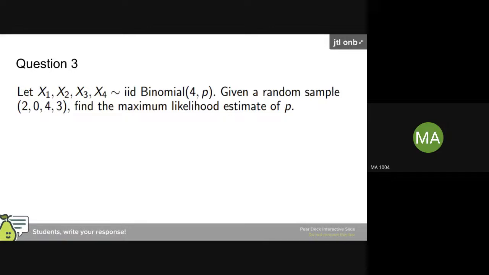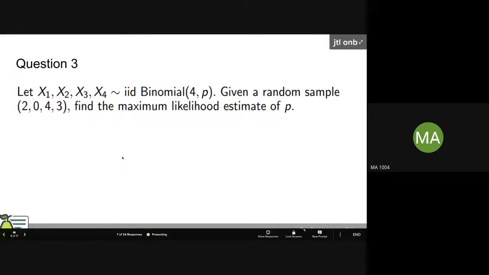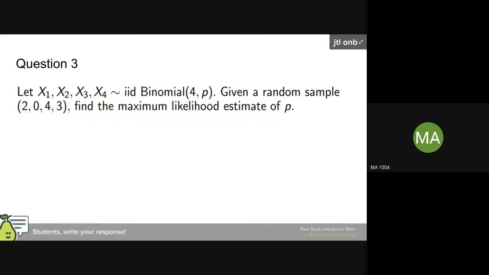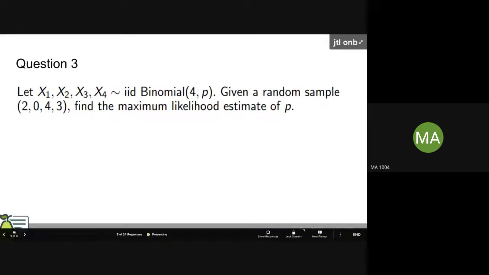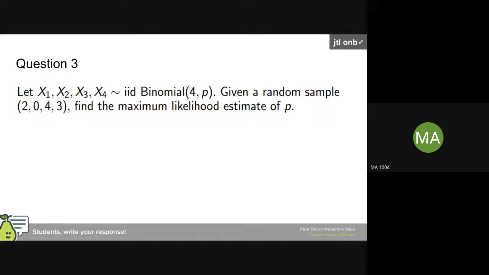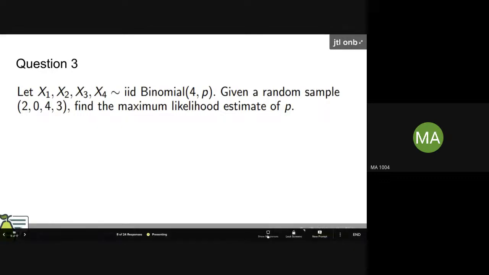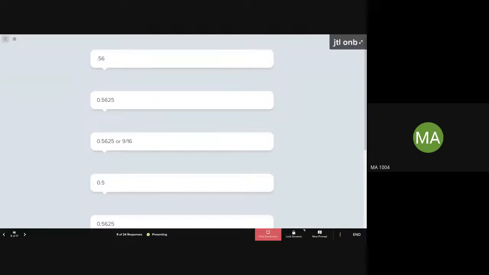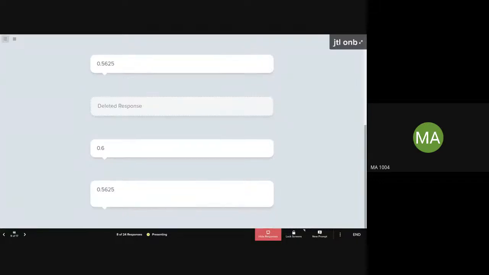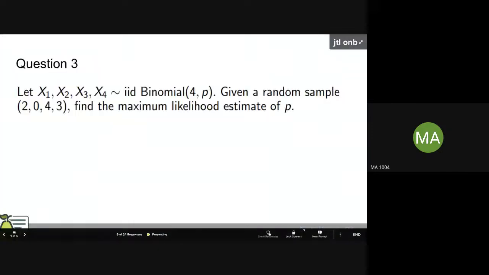Whatever it is, if you didn't take the log, in this case you need to work with u times v, a product of two functions, so you have to do u v dash plus v u dash. If you have taken the log, then that will be much simpler. Let me show you this example also. I have one more maximum likelihood estimate. Let me see what answers people gave. The 0.56 or 9/16. Those who gave that, I think it is correct.